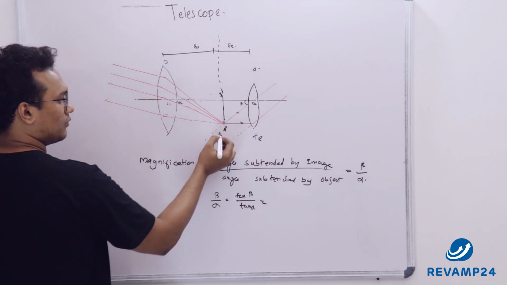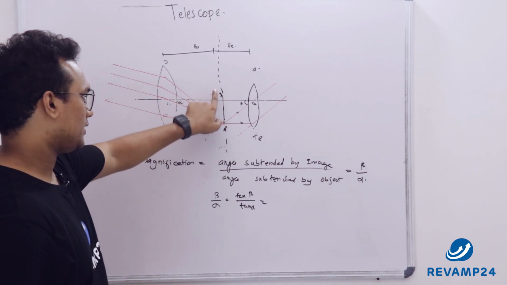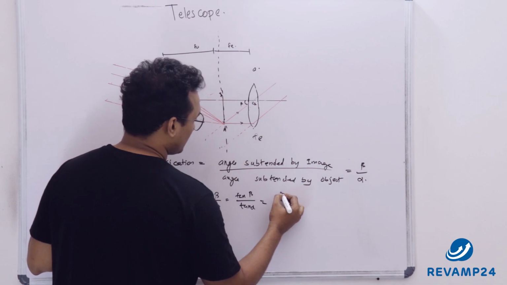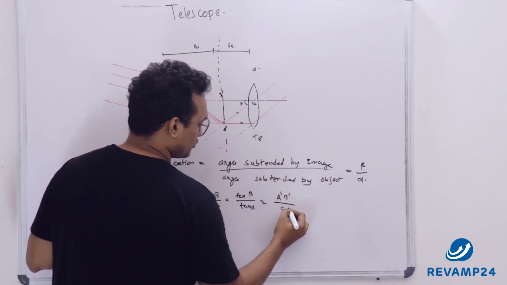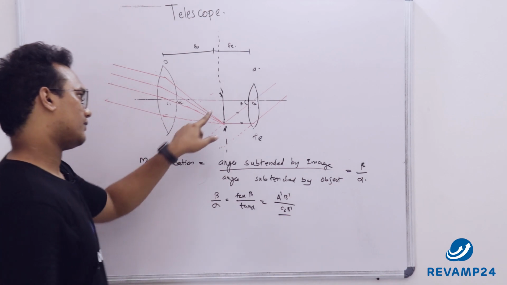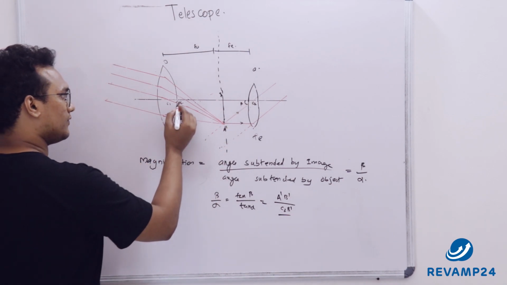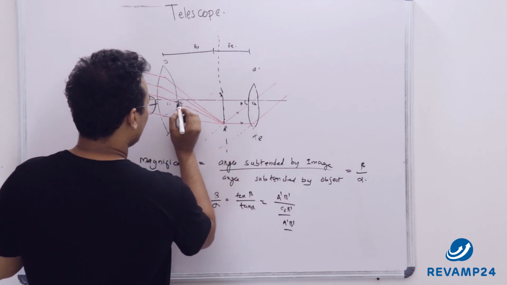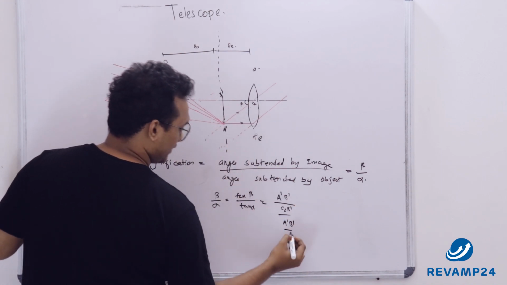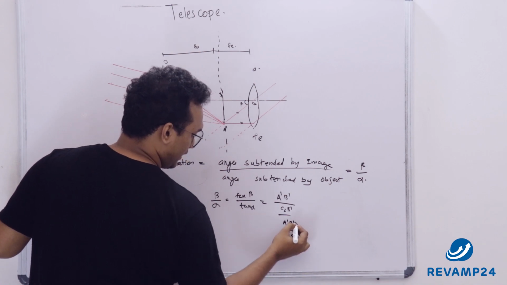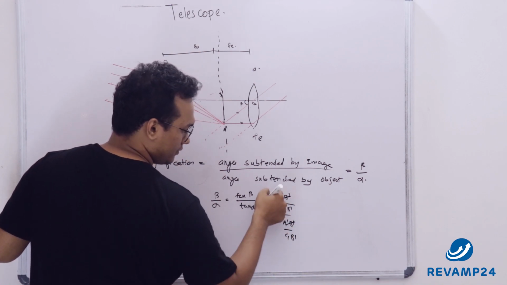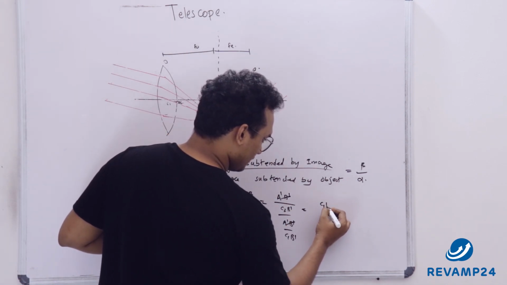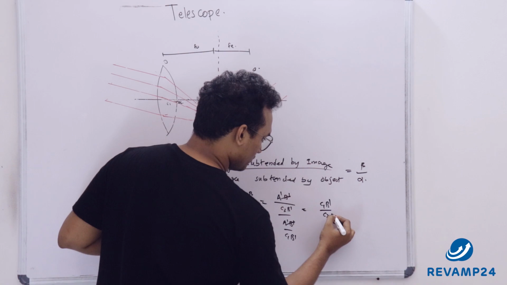Now from this triangle, what is tan beta? A'B' divided by C2B'. So A'B' divided by C2B' is tan beta from this triangle. Now tan alpha from this triangle is nothing but A'B' divided by C1B'. A'B' will cancel because these are in the numerator. So this would be C1B' divided by C2B'.